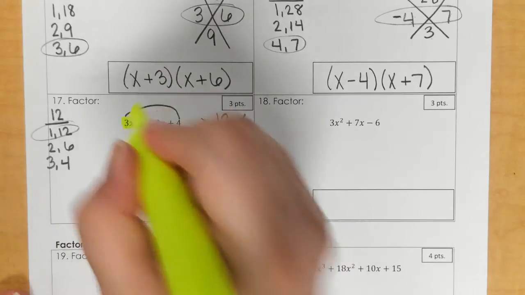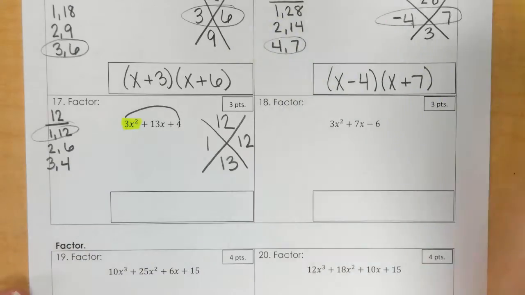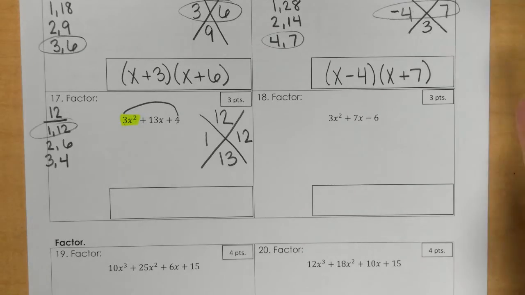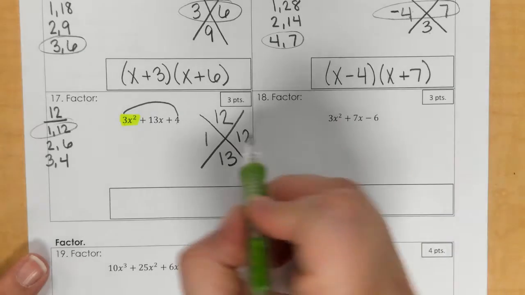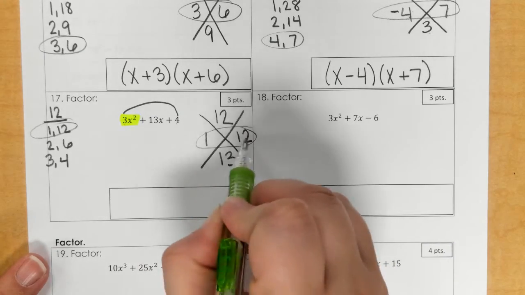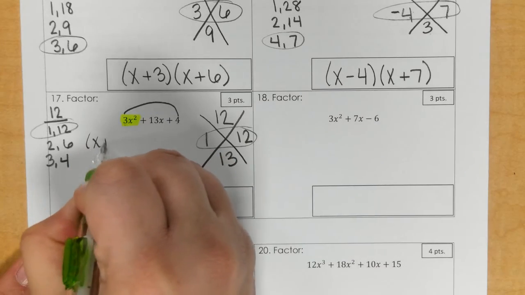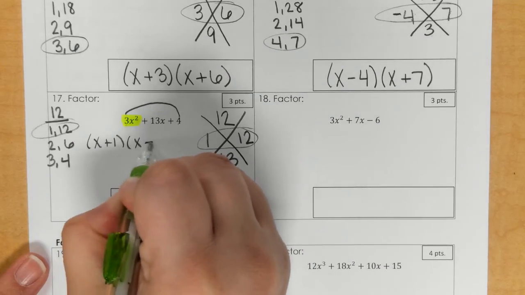So when this number is bigger than 1, we need to do x factor with bottoms up. So how do we do that? We write this in factored form, x plus 1, x plus 12.